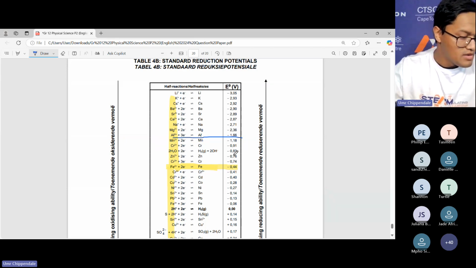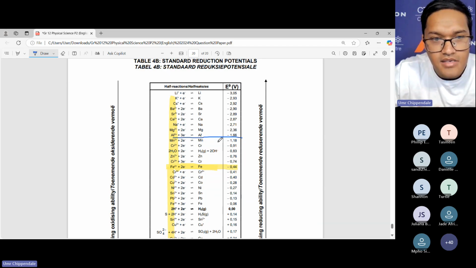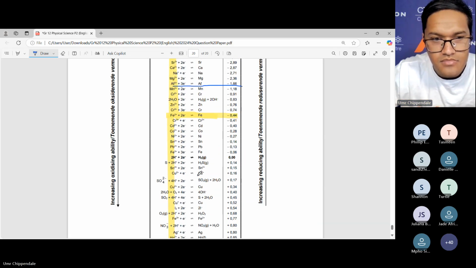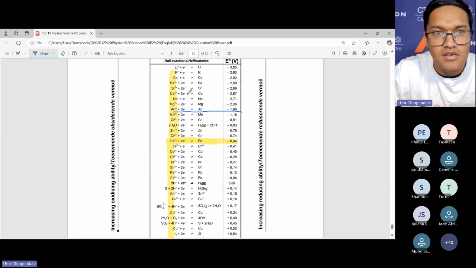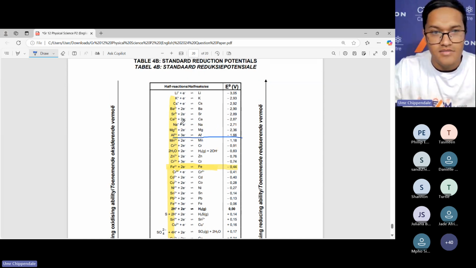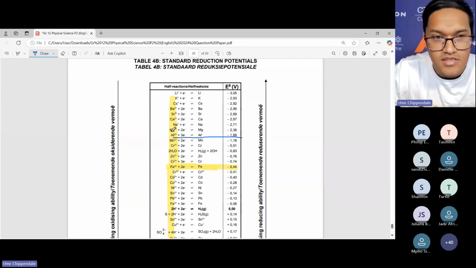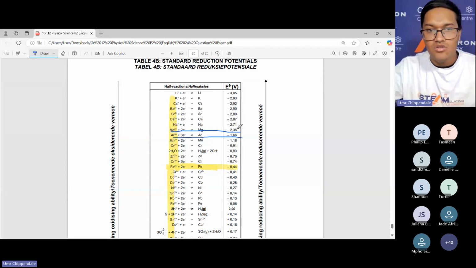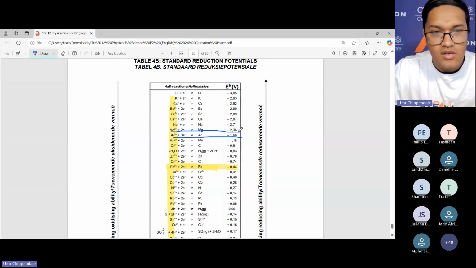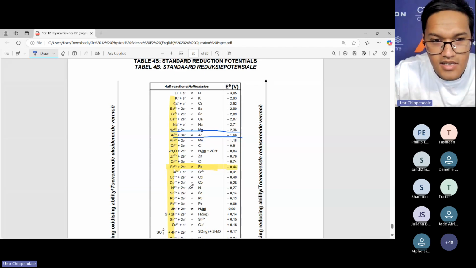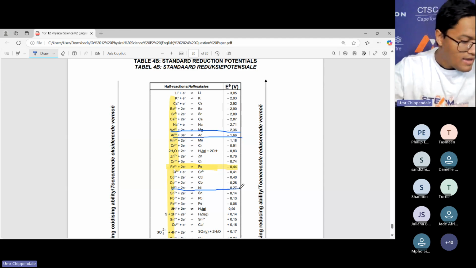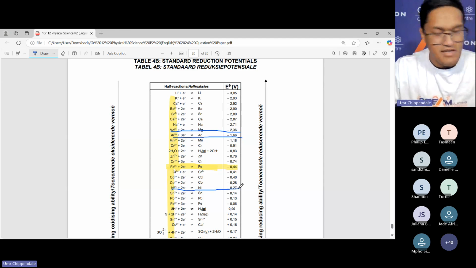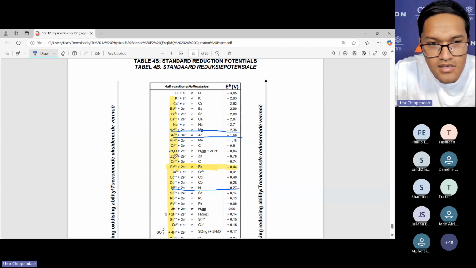Now we move on to our magnesium. So where do we find magnesium? We'll go look. This is table 4B, just so that everyone is following along as well. Here we have magnesium, it's just above that actually. So that is negative 2.36. The next one was nickel that we had to deal with. Nickel is over here. And then finally, we have our zinc. Zinc is over here, Zn2 plus.